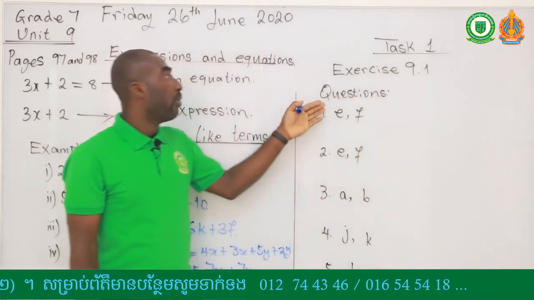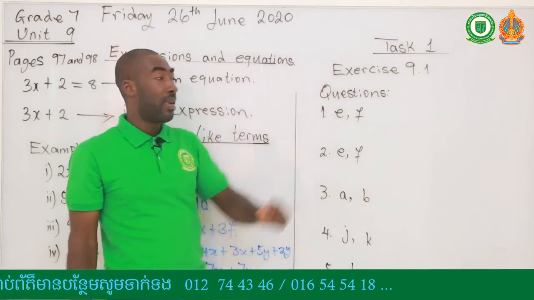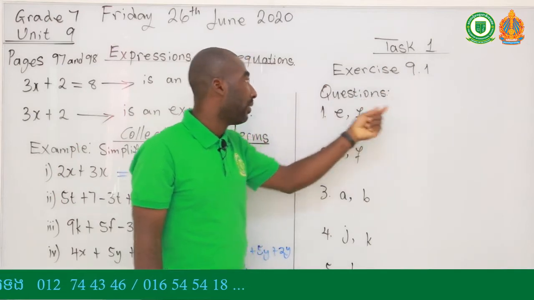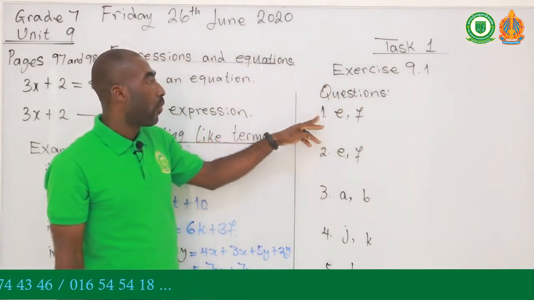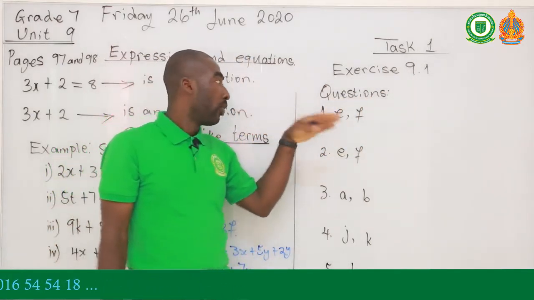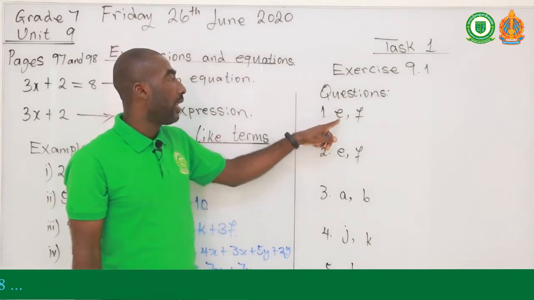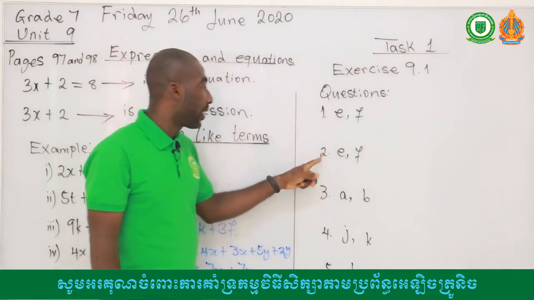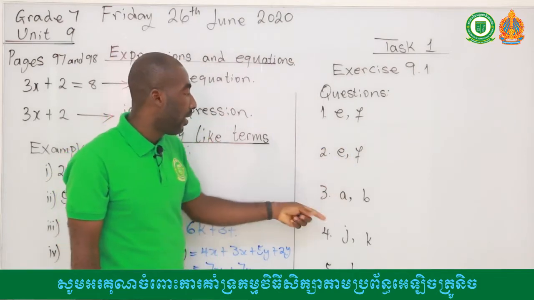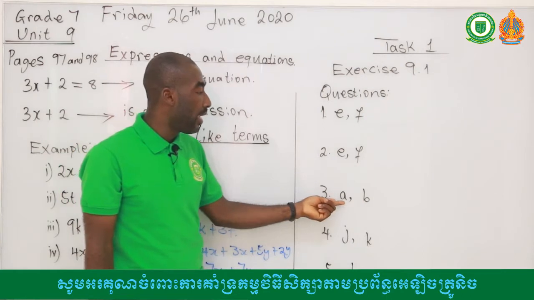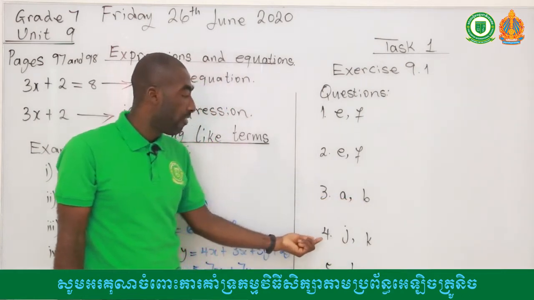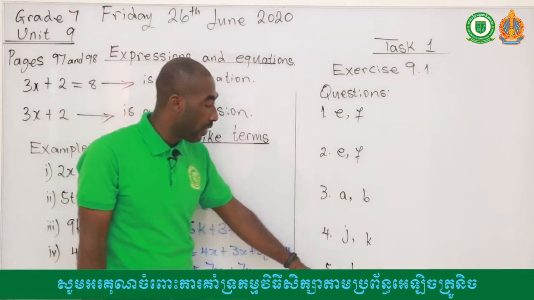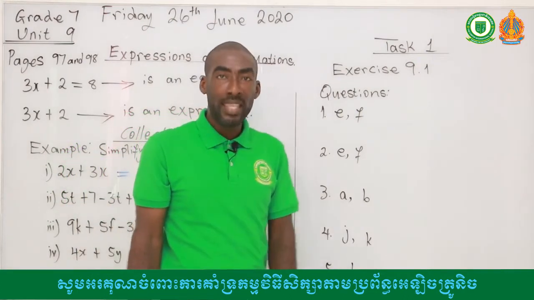On this session, we will move to our first activity, which is our task 1. We are doing exercise 9.1. The questions are, question 1, you are only doing E and F, okay? Question 2, you are doing E and F. Question 3, you are doing A and B. Question 4, you are doing J and K. And then question 5, you are doing D and E.